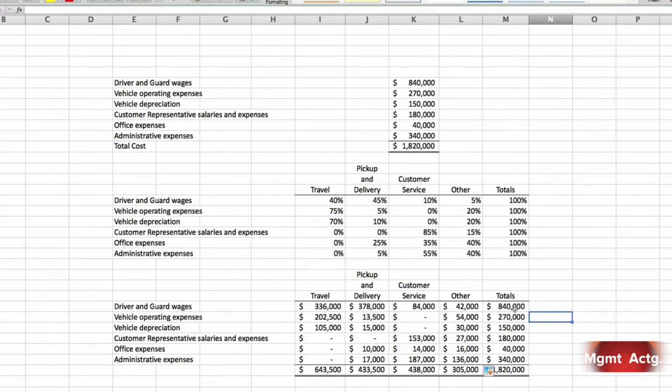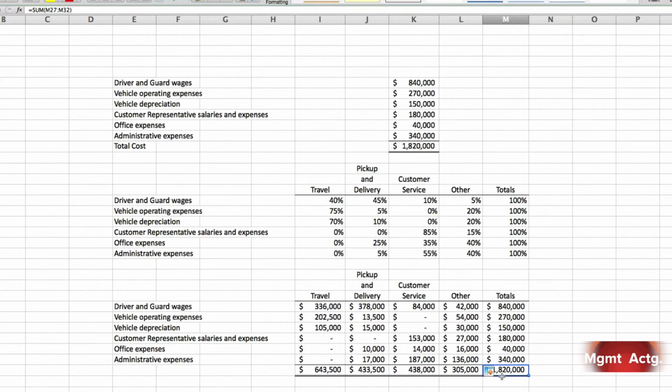All of these are just totals. So this 840 is the total across here. This 270 is the total across here. This 150 is the total across here, etc. And the totals down, this is a function at the very bottom. This last cell is just a summation. You can see up in the function column that it's just the sum of these last columns.